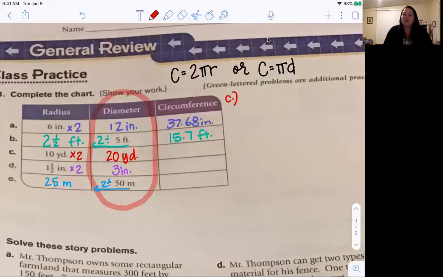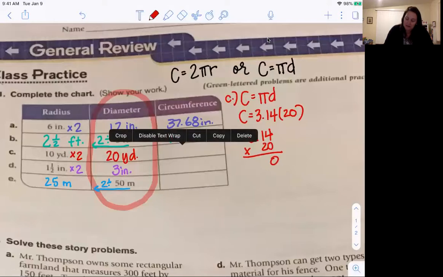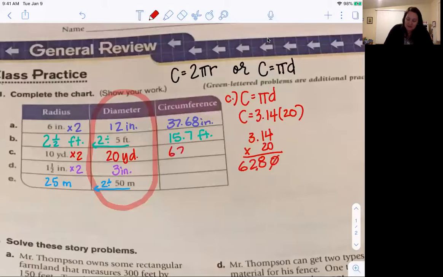Letter C, I have a 20-yard diameter. So circumference equals pi times diameter. Circumference equals 3.14 times 20. Let's work it out. 3.14 times 20. Put my 0, that's my place marker. 2 times 4 is 8. 2 times 1 is 2, and 2 times 3 is 6. 2 decimal places here. 62.8 yards.